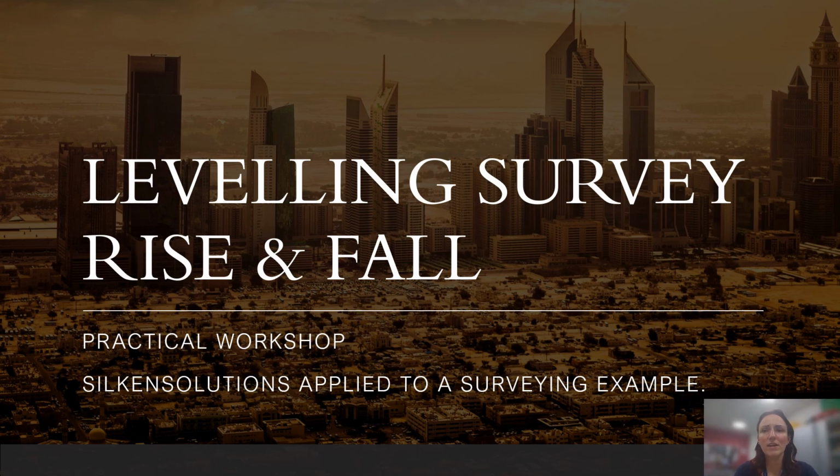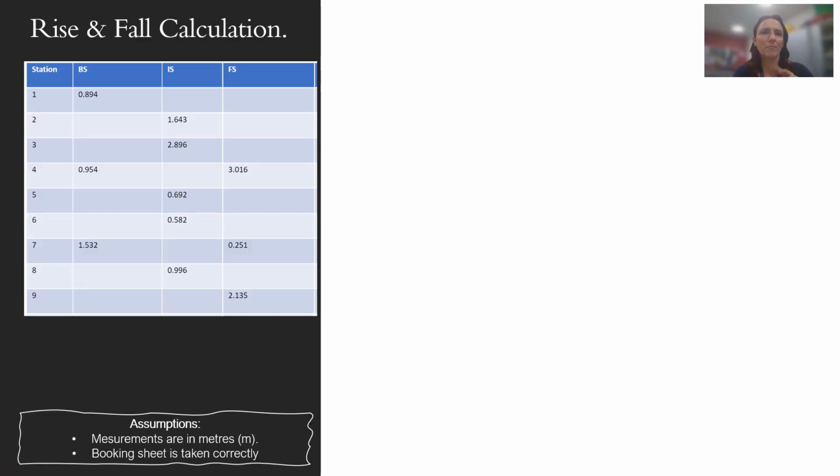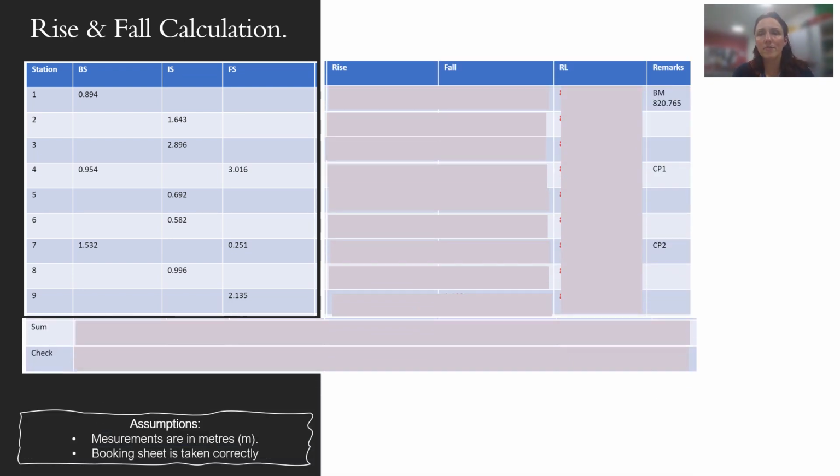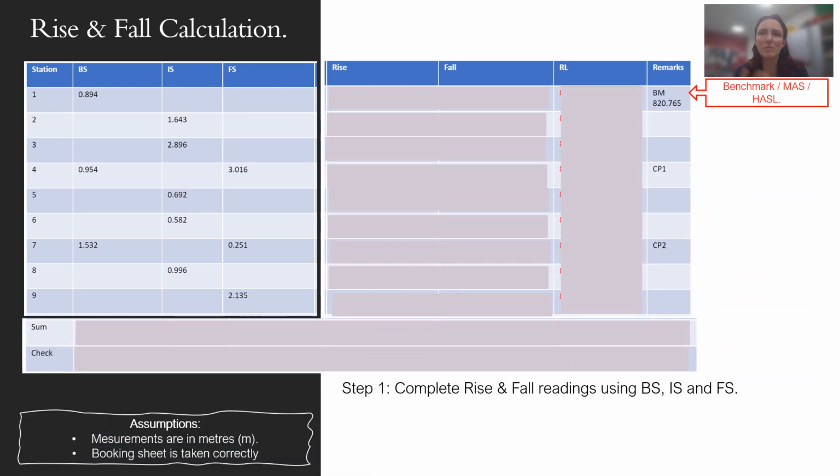Okay, rise and fall levelling survey, practical example, here we go. So, I've been to site, I've taken all my points, I've got my station points, I've done my backsight, my intermediate sight and my foresight readings, I've got my measurements in meters, and I've made sure I've done all my checks while I'm on site to make sure my booking sheet's done correctly. So what you do now is you get your table ready.